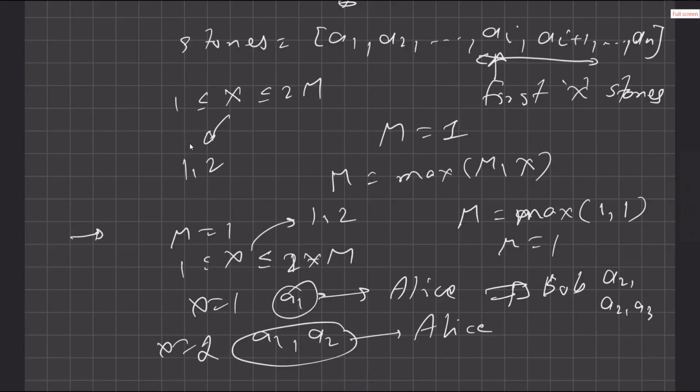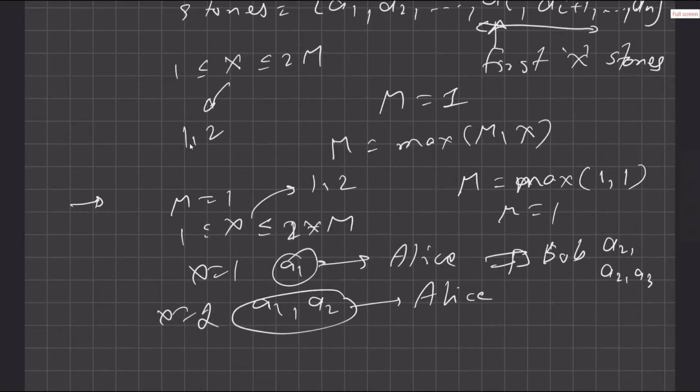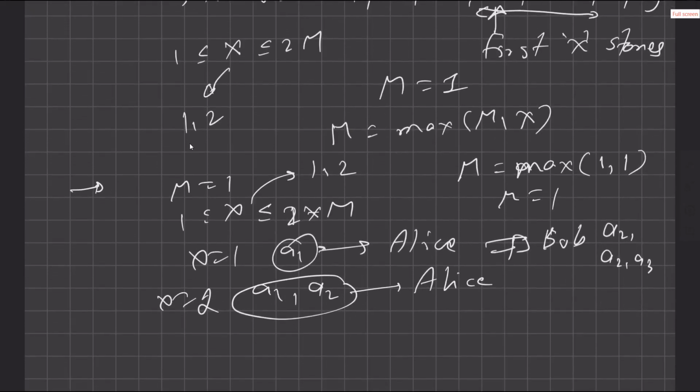You're understanding, right? So we have an array. Since Alice has chosen just one value, Bob will have the capability of choosing either just a2 or a2 and a3, because the M value is 1. You can choose x values from 1 to 2M. Since M is 1, you can choose either 1 stone or 2 stones.